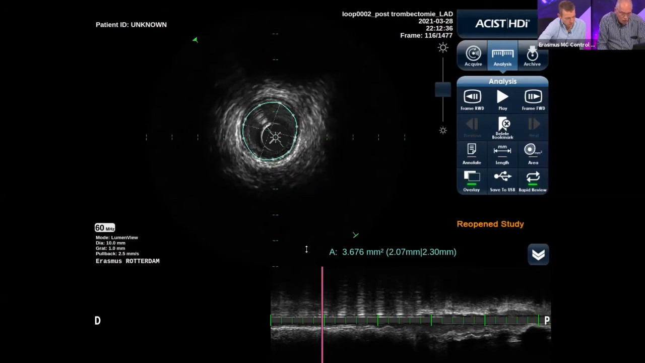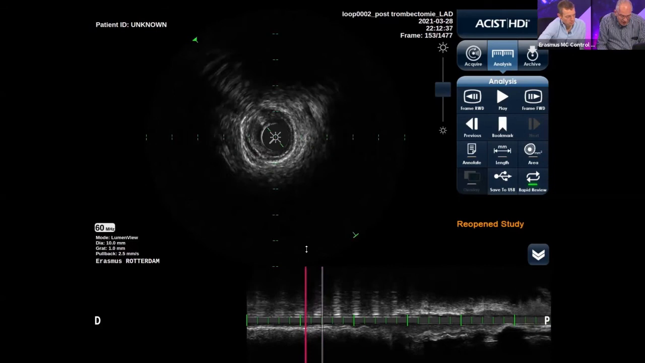That's of course not 4, but 4 is not the standard, because it depends on the size of the vessel. This is quite distal, so a 3.6 with a normal distal vessel, that's normal. What is more interesting here for our sizing is 2.3 area, and 2.07 is the diameter. Automatically it made the bookmark, so we can always go back to that.